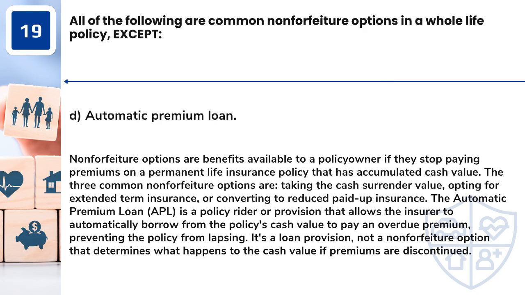Answer: D. Automatic premium loan. Non-forfeiture options are benefits available to a policy owner if they stop paying premiums on a permanent life insurance policy that has accumulated cash value. The three common non-forfeiture options are taking the cash surrender value, opting for extended term insurance, or converting to reduced paid-up insurance. The automatic premium loan, APL, is a policy rider or provision that allows the insurer to automatically borrow from the policy's cash value to pay an overdue premium, preventing the policy from lapsing. It's a loan provision, not a non-forfeiture option that determines what happens to the cash value if premiums are discontinued.